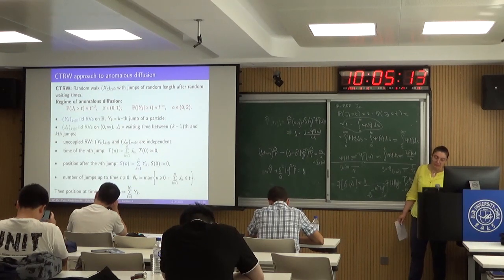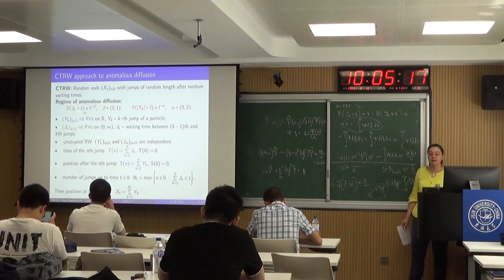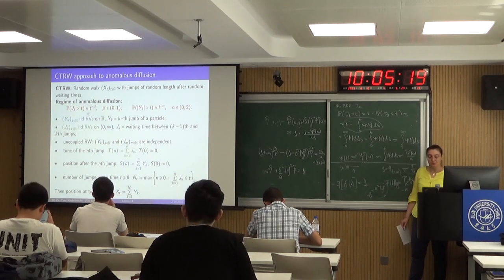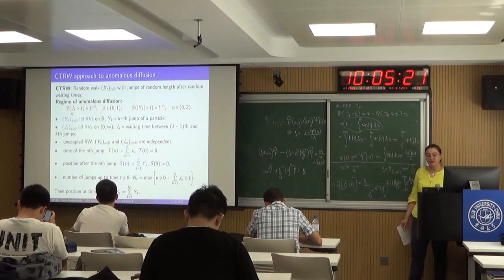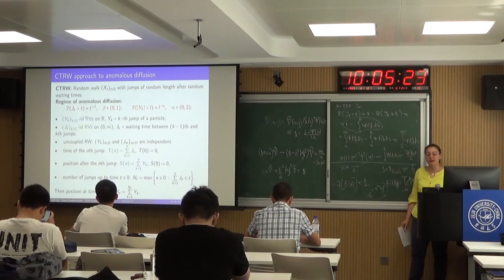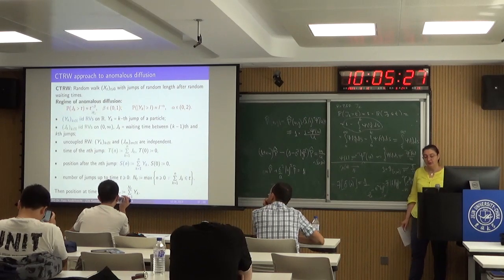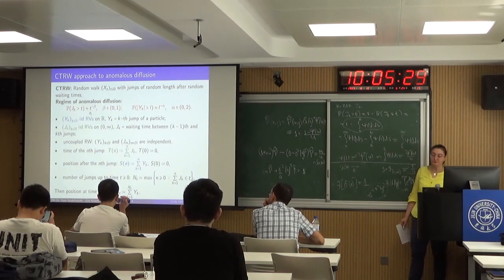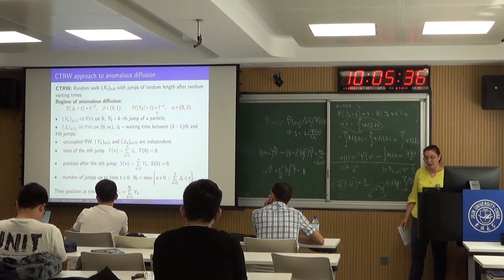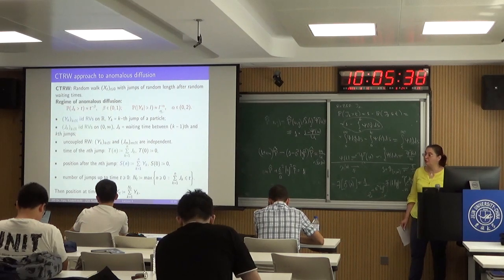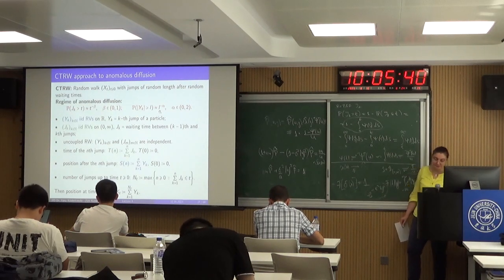So now what do we have here? In the regime of anomalous diffusion, the tails of waiting times are heavy. They are power functions of this type. The tails of the distribution of jumps also are heavy tails, and they are proportional to this power function.